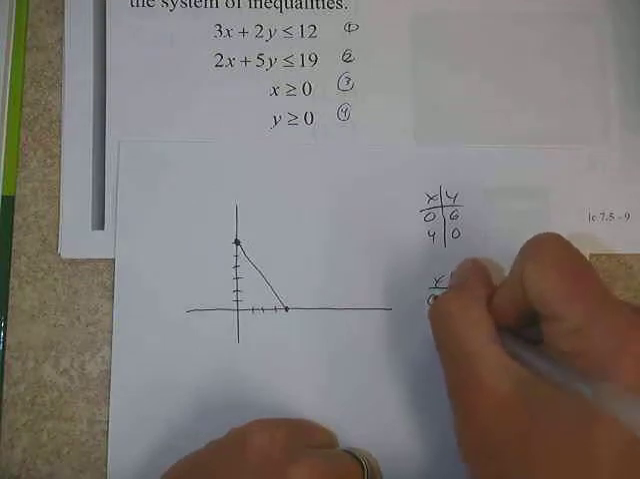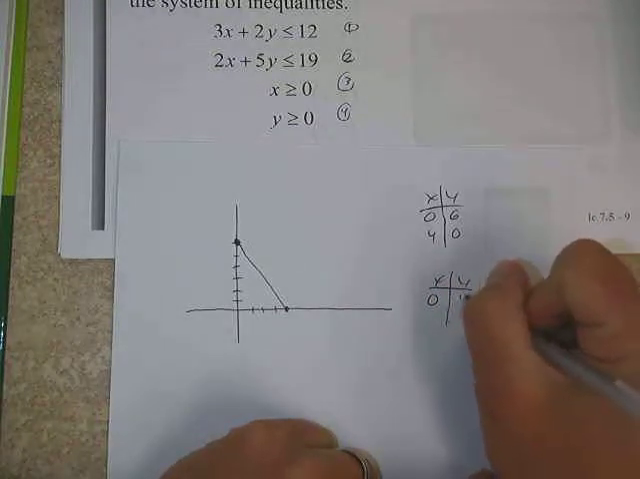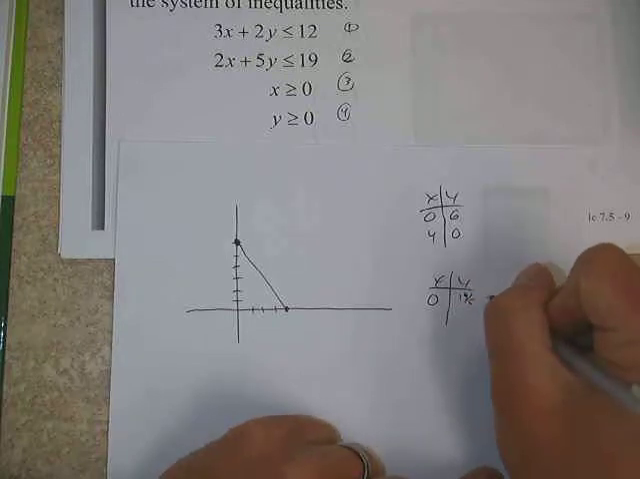And if we make an xy chart for 2x plus 5y equals 19, and we put a 0 in for x, we get 19 fifths.